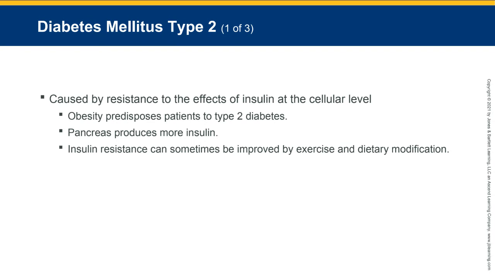So a patient that is obese has a thicker layer of cells. And because of the fatty layer of cells, it's very difficult for the insulin to move through that thickness and get to the cell. So they are at risk. The pancreas produces more insulin. Insulin resistance can sometimes be improved by exercise and dietary modification.